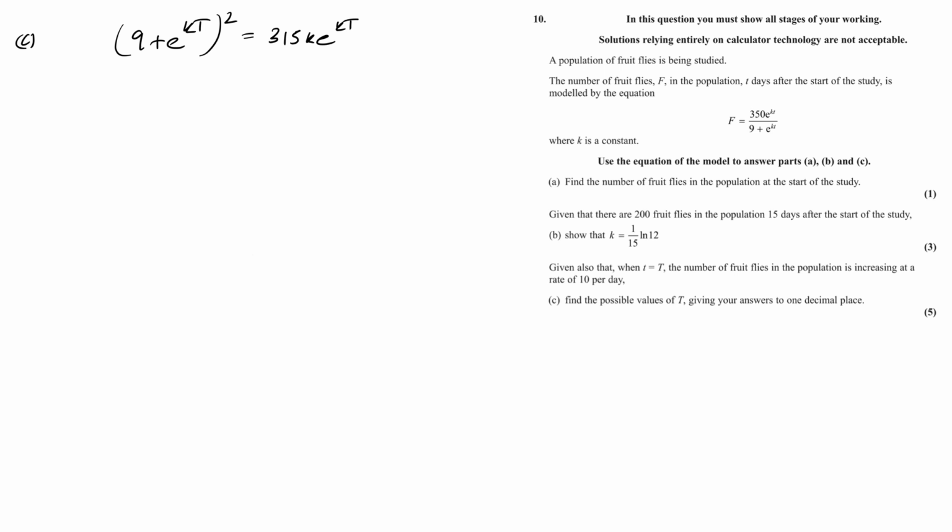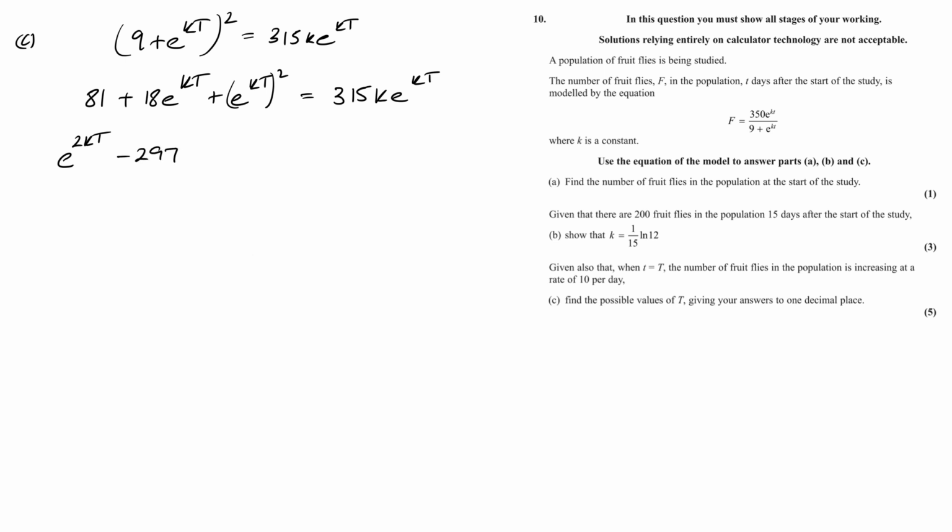Okay, so I'm going to expand this bracket. So we've got 81 plus 18 e to the kT plus (e to the kT) squared, equals 315 k e to the kT. So what I've got is e to the 2kT, that's my (e to the kT) squared, and then I've got 18 of this minus 315. So 18 minus 315.